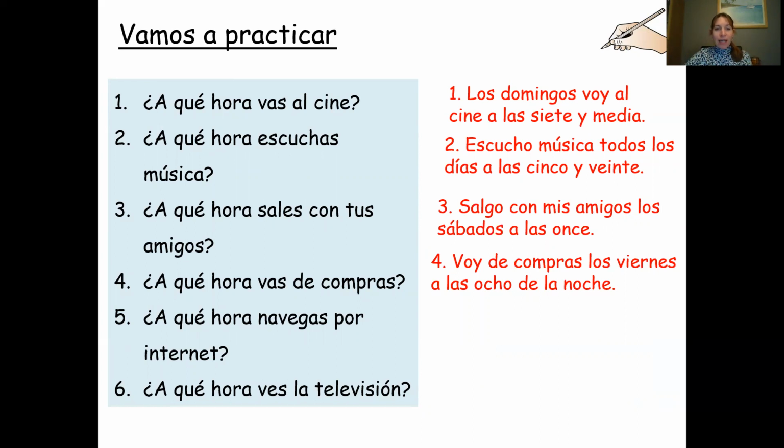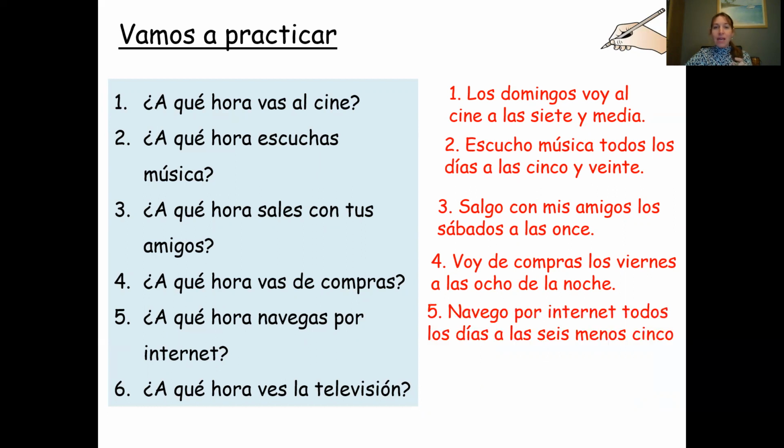Número 5, ¿a qué hora navegas por internet? And the answer, navego por internet todos los días a las 6:05. I navigate or I surf the internet every day at 5 to 6. And número 6, ¿a qué hora ves la televisión? Los jueves veo la tele a las 9:30.